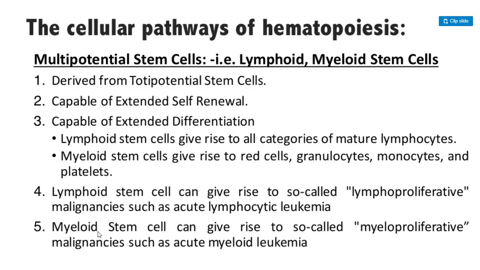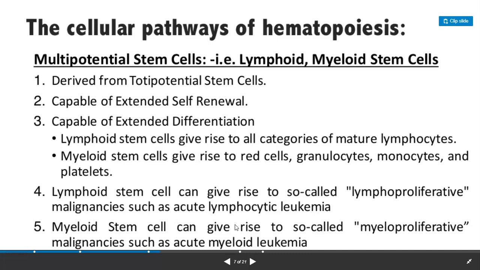And then the myeloid stem cell can also give rise to what we call myeloproliferative malignancies, such as acute myeloid leukemia. So this leukemia also is caused by excessive proliferation of the myeloid stem cells. So anything that makes lymphoid stem cells or myeloid stem cells overproliferate, you will have leukemia.